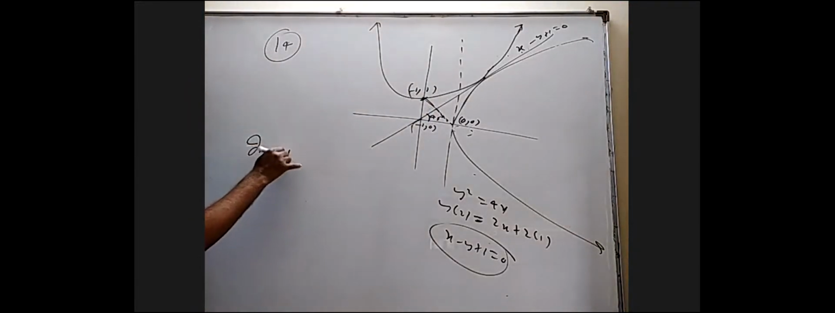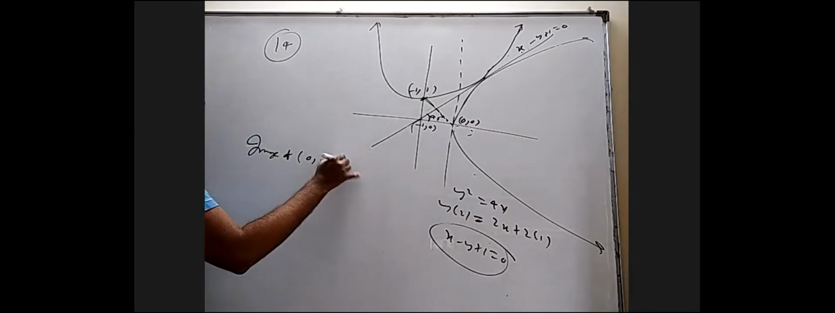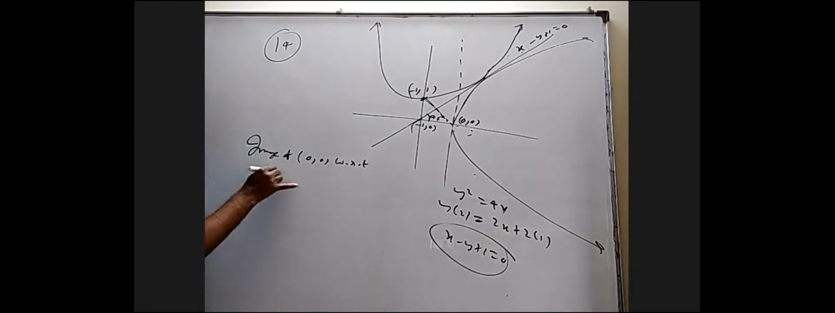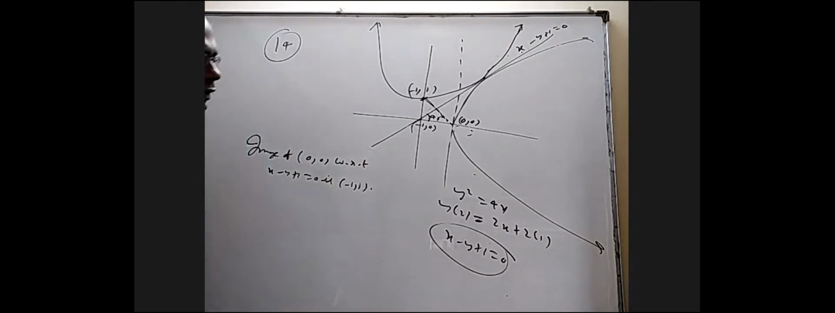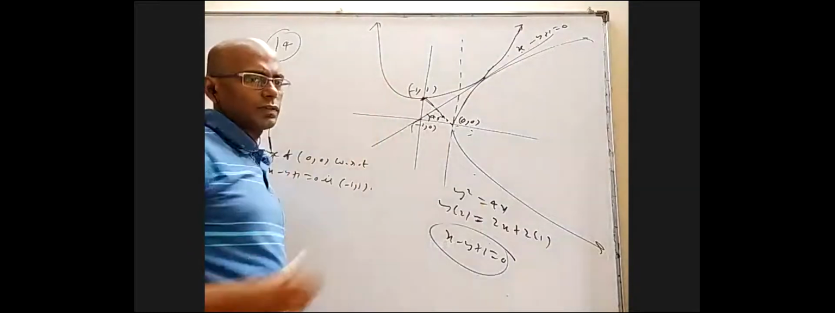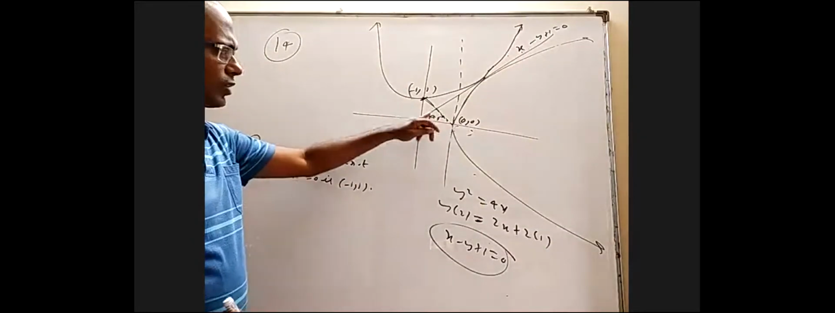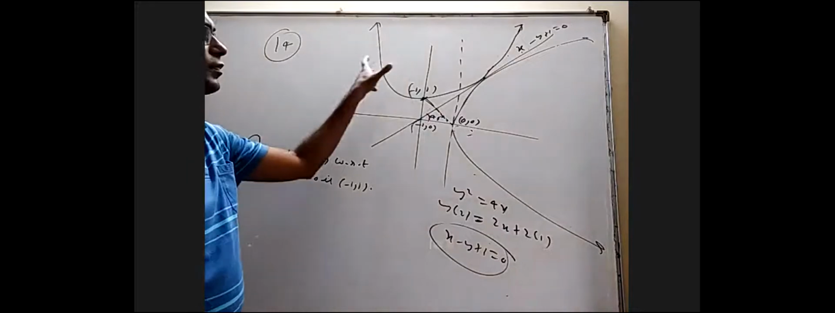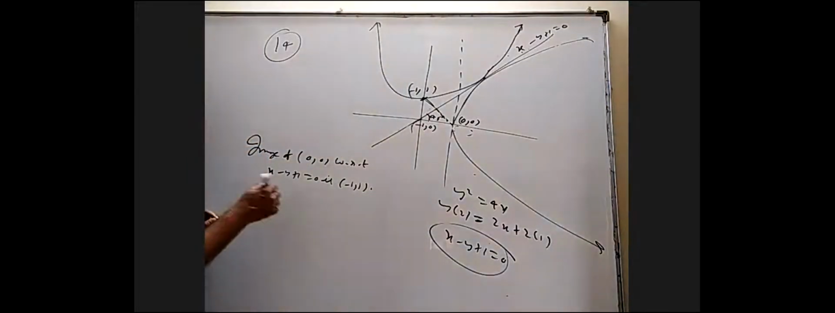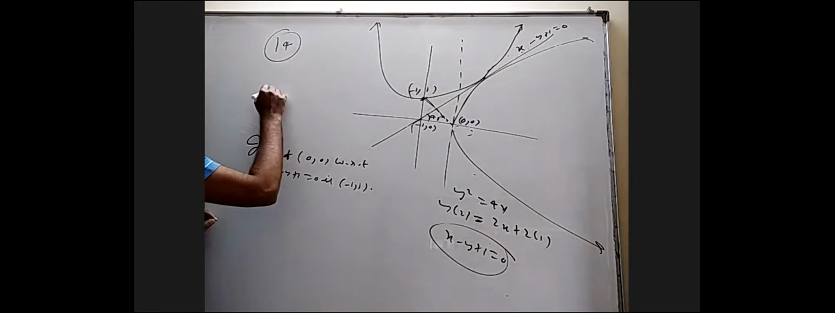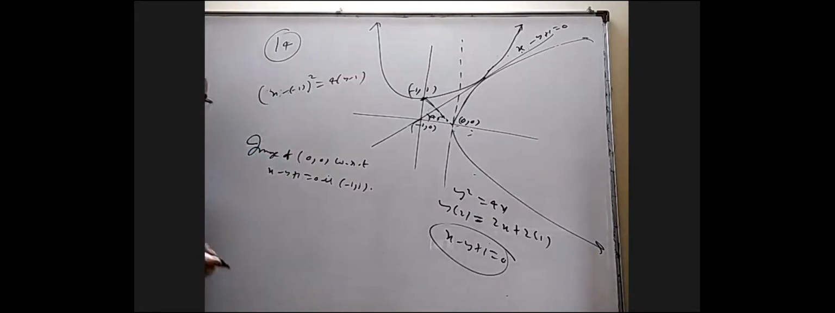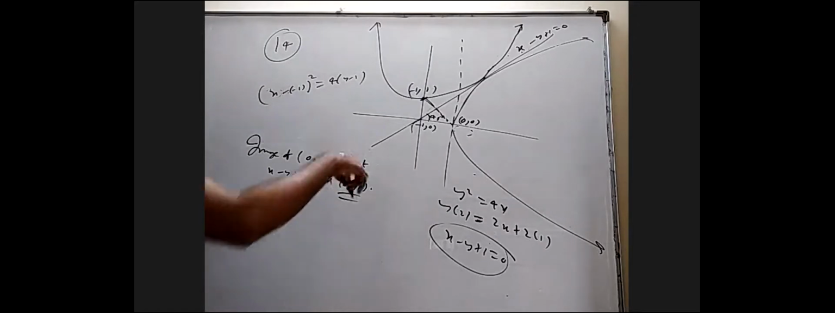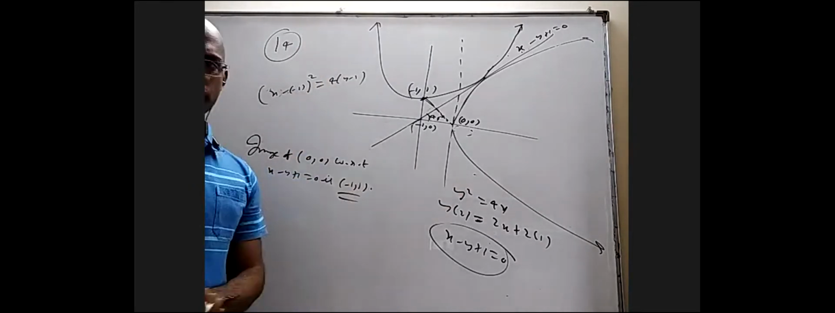The image of 0 comma 0 with respect to x minus y plus 1 equal to 0 is minus 1 comma 1. Here the length of latus rectum is 4, so there also the length of latus rectum is 4. Based on 45 degrees, this axis is vertical. It's a vertical parabola with this vertex and the same latus rectum. So the required image will be x plus 1 whole square equal to 4 into y minus 1. We got the vertex, we understood it is a vertical parabola, and we also got the latus rectum.